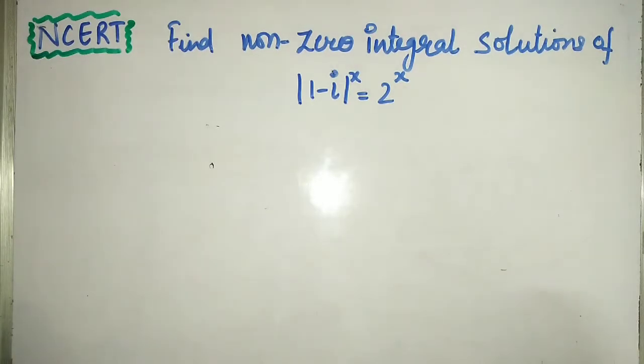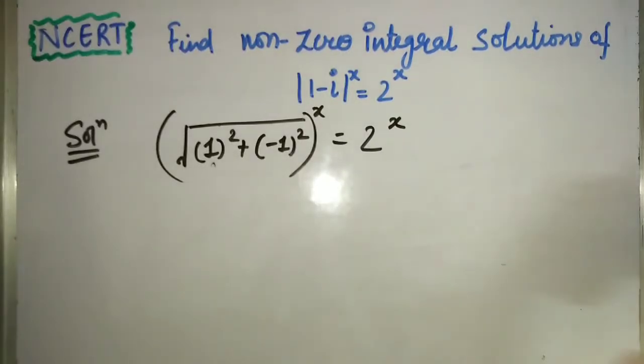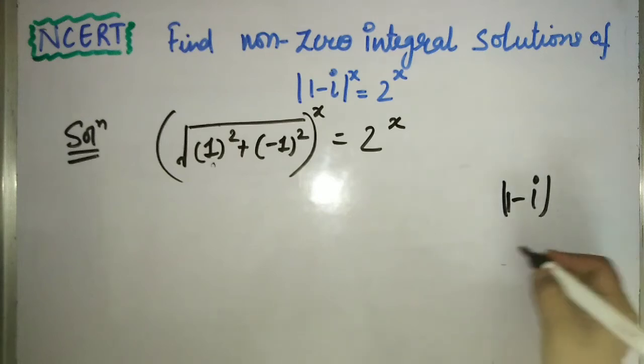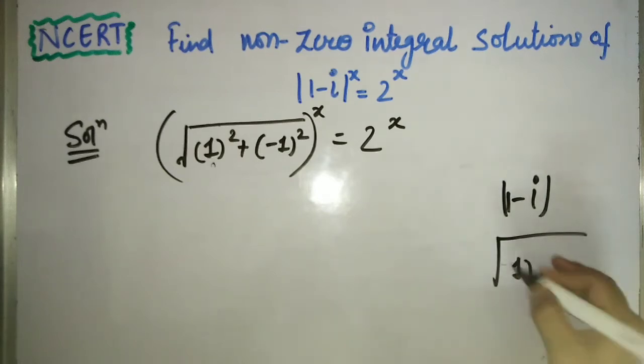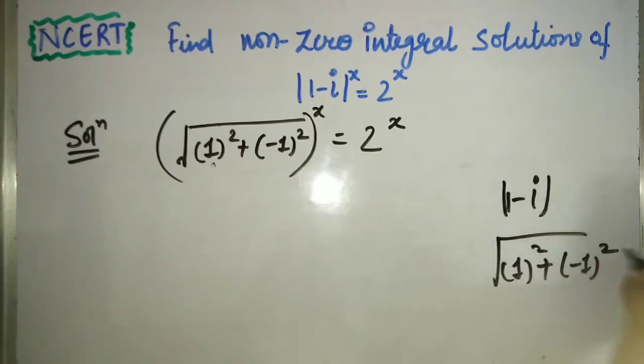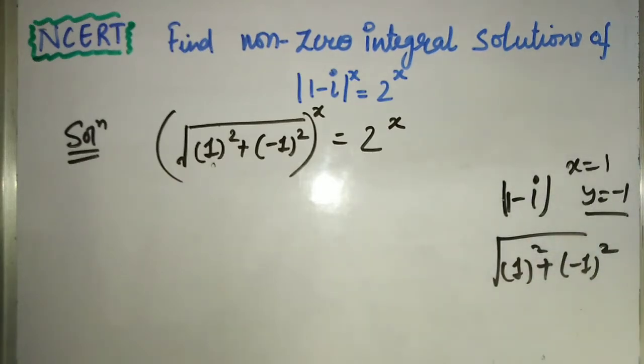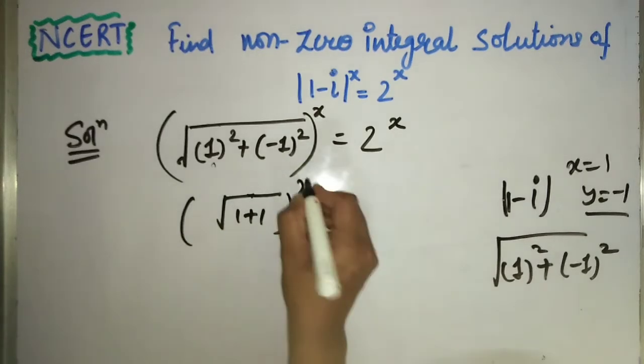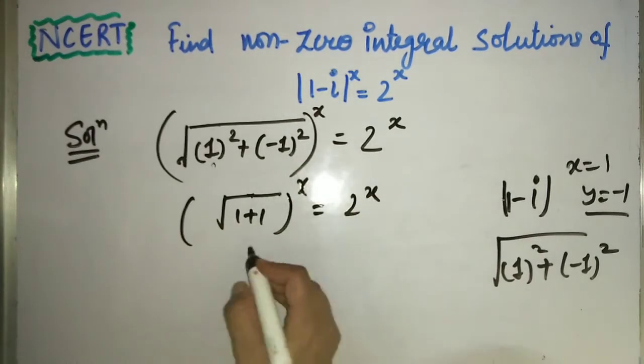Next question is again based from NCERT. Find the non-zero integral solution of modulus of 1 minus iota raised to power x equals 2 raised to power x. Now, how to solve this question? It's very easy. You have to take the modulus of 1 minus iota, and you know what is the modulus of 1 minus iota? Square root of square of real part plus square of imaginary part, because the real part is 1 and the imaginary part is minus 1. And after calculation you get root 2, that is root of 1 plus 1, raised to power x equals 2 raised to power x.